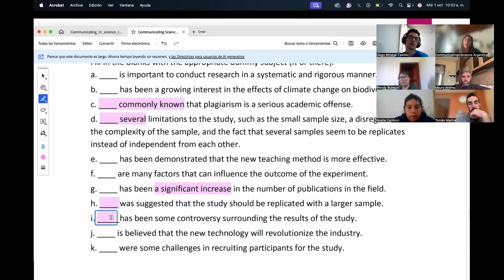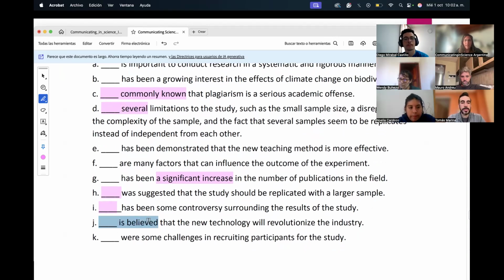What do you think? There has been some controversy, or it has been some controversy? Which sounds better? There has been some controversy. If I want to use "it," I can say it has been controversial. Ha sido controversial. Exactly. It has been controversial. Yes, but controversial is an adjective, not a noun.